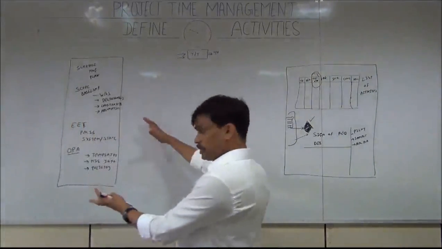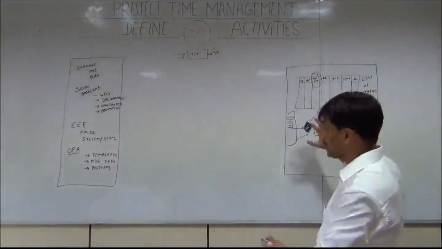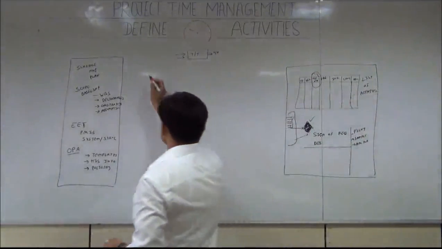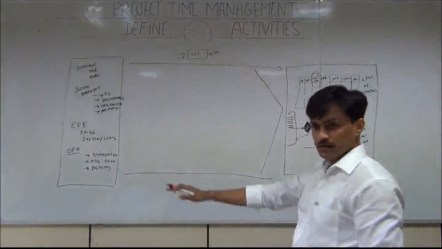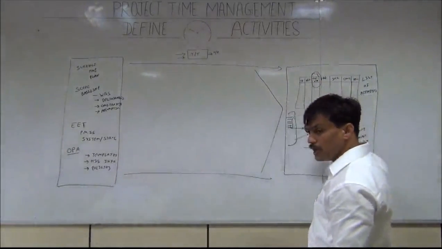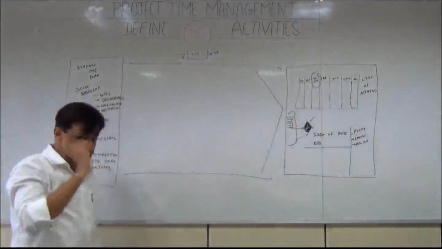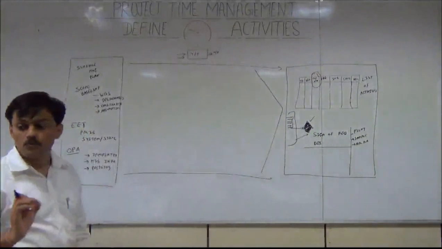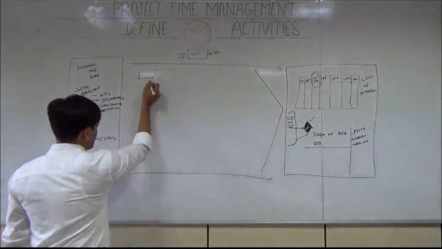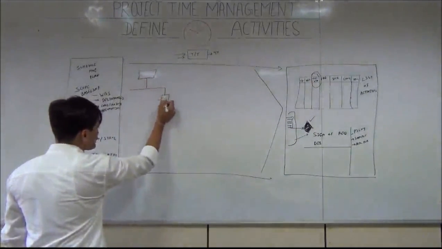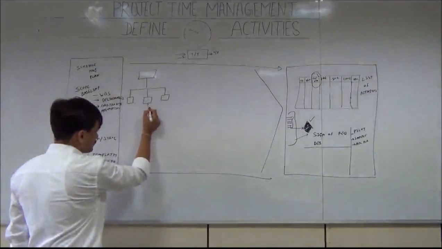Now these are the inputs, and we need to convert them into an activity list, a milestone list, and identify the attributes of it. So again, there are tools and techniques which help us get these inputs converted into the desired output. The first tool and technique we want to discuss is decomposition. Now we get the work breakdown structure as an input, which is the hierarchical representation of our deliverables.